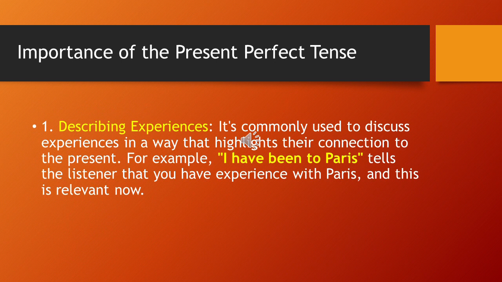Importance of the present perfect tense. Number 1. Describing experiences. It's commonly used to discuss experiences in a way that highlights their connection to the present. For example, I have been to Paris tells the listener that you have the experience with Paris and this is relevant now.